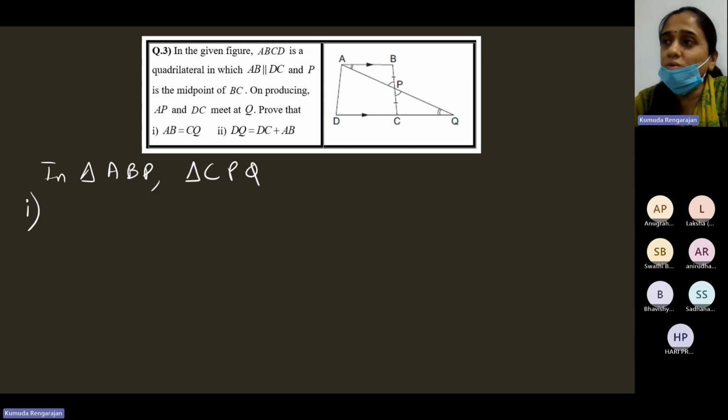AB is equal to CQ, that only we have to prove. BP is equal to PC.